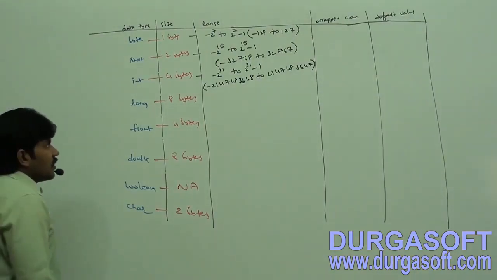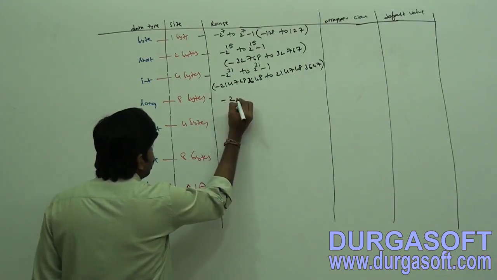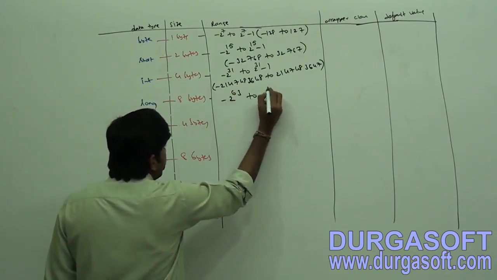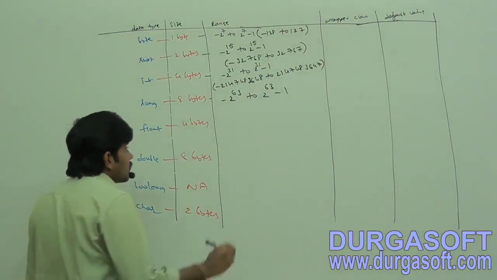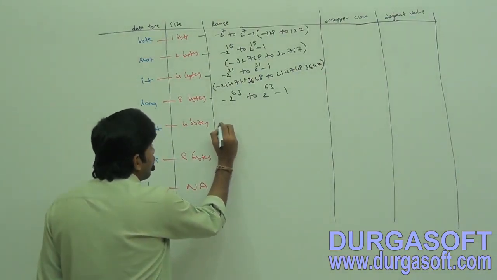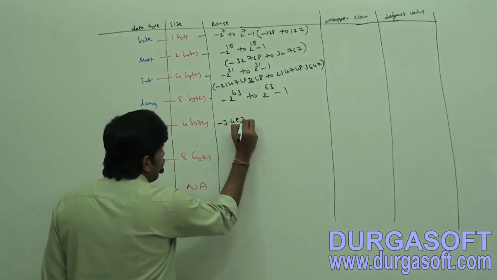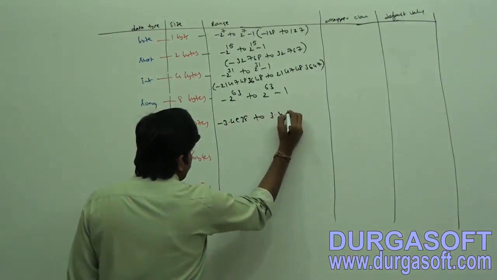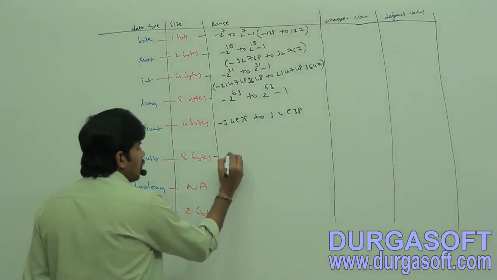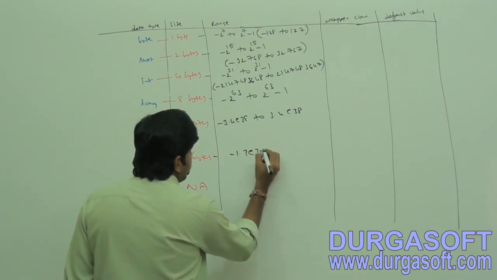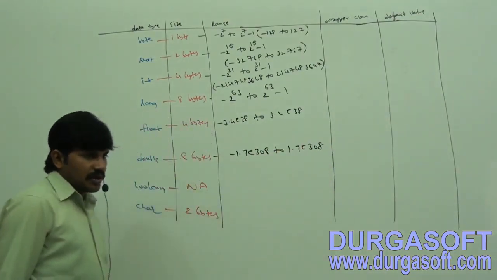What is the range of long? Can you tell what the range of long is? Minus 2 power 63 to 2 power 63 minus 1. What is the range of float? Minus 3.4 E38 to 3.4 E38. What is the range of double? Minus 1.7 E308 to 1.7 E308.